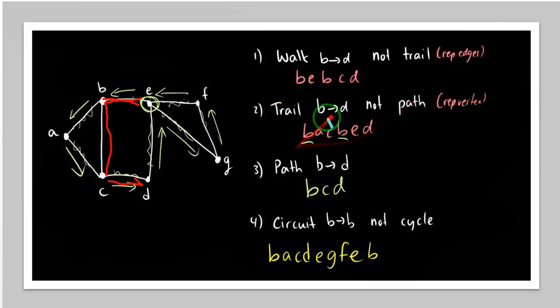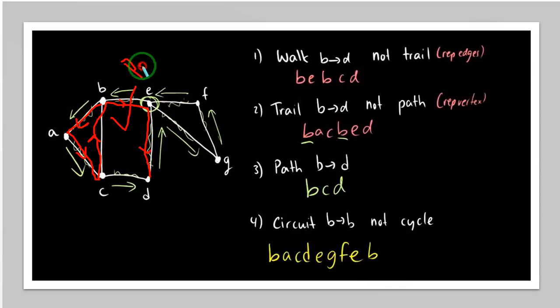Second is a trail BD. Now it's a trail. When you say it's a trail, it means you cannot repeat the edges. So in this case, for BD, move B to A, to C, then C to B, then B to E, and E to D. If you can see, there is no repetition of any edge. You can repeat a vertex, but you cannot repeat an edge. So it's a trail now, but it's not a path.